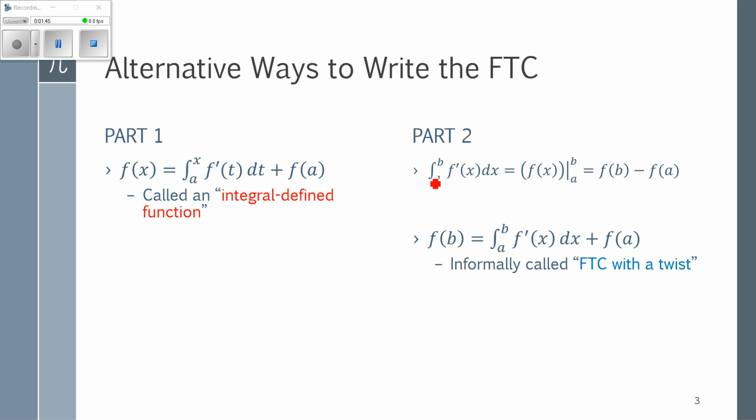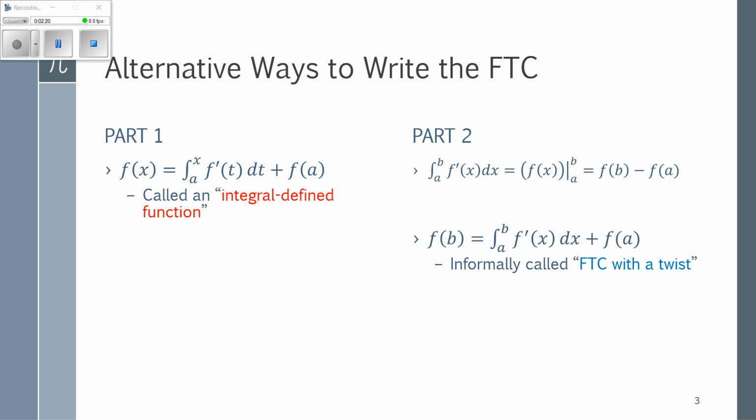Part two, instead of taking the integral from a to b of f and finding the antiderivative of f, I can say find the integral from a to b of f prime. Well, the antiderivative of f prime would be just f, because I could check it. What's the derivative of f? Oh, it's f prime. That works. Plug in b, plug in a, subtract. Or I could take this and move f of a to the other side. And this is what's called informally FTC with a twist. There's not an official name. It's just one that I've heard bounced around by several teachers.